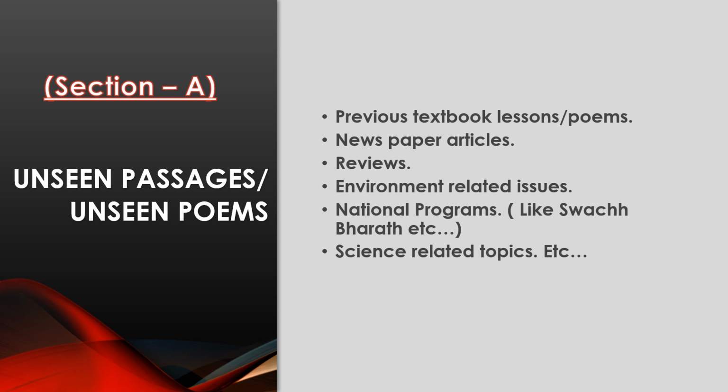Let us check section A in detail. In section A, unseen passages or unseen poems will come. These include previous textbook lessons or poems, newspaper articles, reviews, environment related issues, national programs like Swachh Bharat, science related topics, etc. These different types of topics will be included in section A. They are the unseen passages or unseen poems.